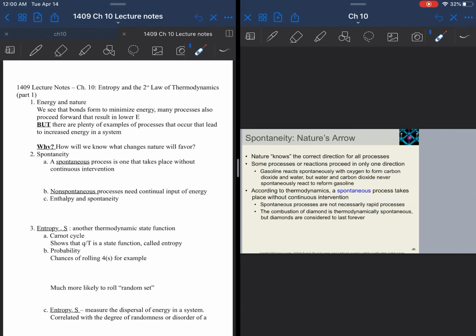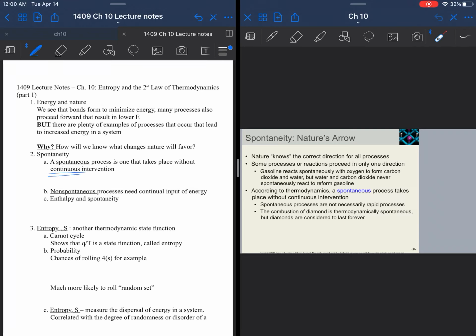And we're going to talk about energy and nature and the direction of things. So we've talked a lot about bonds forming to minimize energy, and a lot of reactions and bond formations that you see in nature that occur spontaneously are going to lower the energy. But there's plenty of examples of processes that occur that are endothermic, where the energy of a system increases. For instance, we know at a threshold temperature, ice is going to melt. Right? This is an endothermic process that does happen spontaneously. So why? How will we know which changes nature will favor and which ones will need extra help?